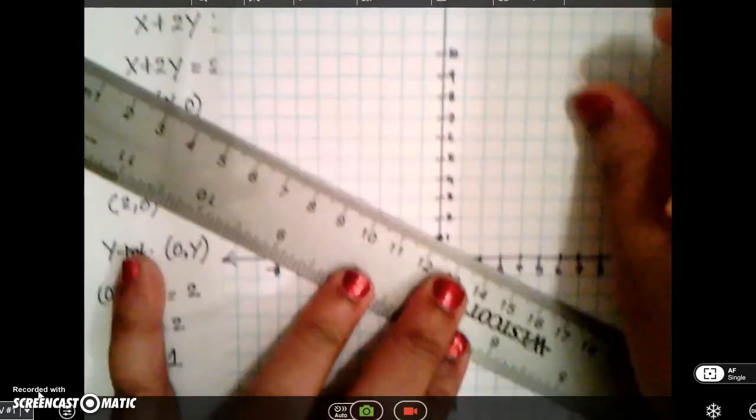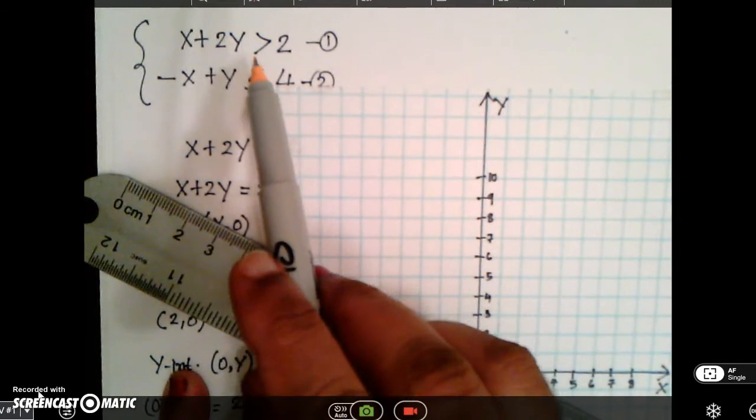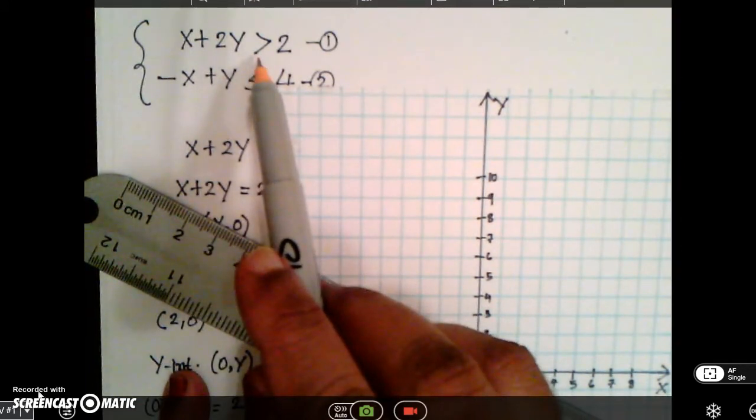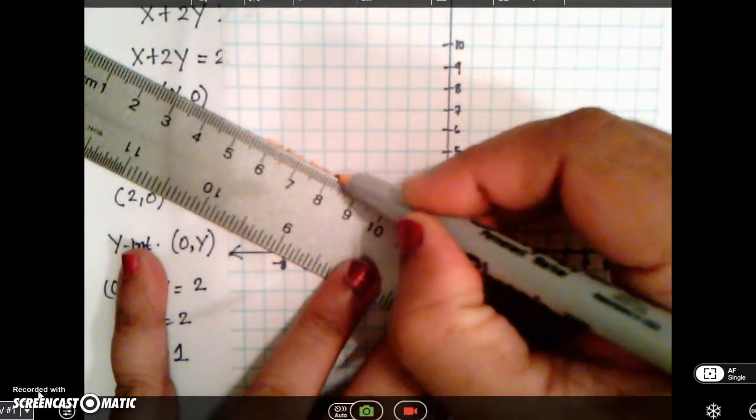So my inequality is x plus 2y is greater than 2. Since it is just a greater than symbol, I'm going to have a dotted line. So I'm putting a dotted line.